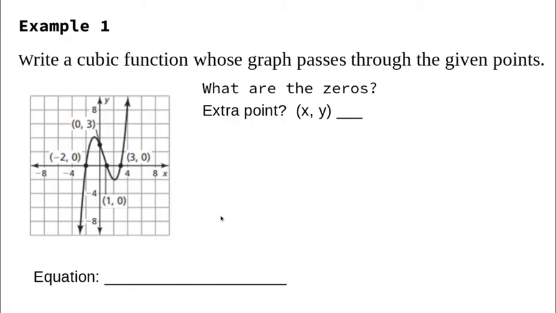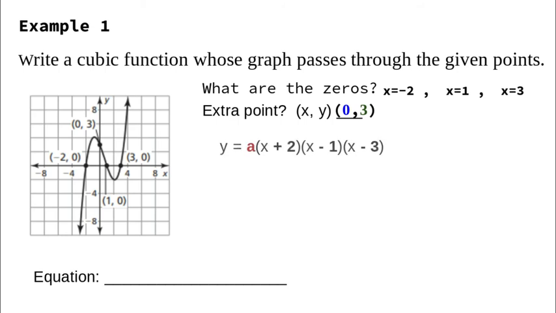Here we go. In this first example, it tells us to write a cubic function. So our main goal is to write our equation. Whenever you see this graph, you want to identify the zeros. Remember, the zeros are the same as your roots and your solutions or x-intercepts. So I have x-intercepts of -2, 1, and +3. Those are my x-intercepts or my zeros. Now I need one extra point to write my equation. Usually somewhere on the graph, there's a point that's not on the x-axis, and they identify it right there as (0, 3). We're going to use that as our x and y.